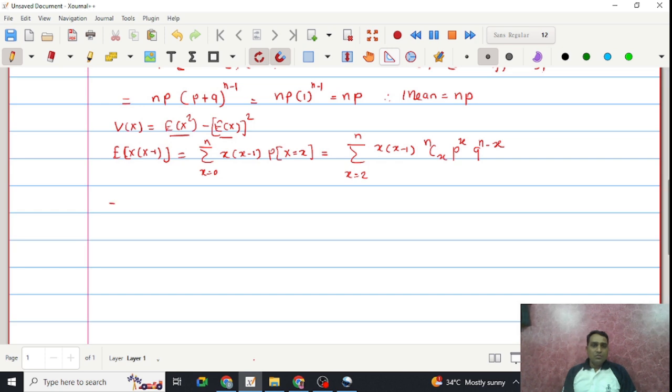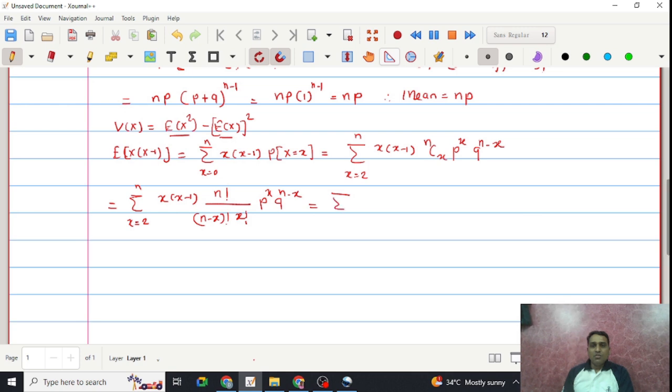Then, we write the expansion of nCx as n factorial upon (n minus x) factorial into x factorial, times p raised to x and q raised to n minus x, as it is. To cancel the term x into (x minus 1), we expand this x factorial. Similarly, we expand n factorial also.